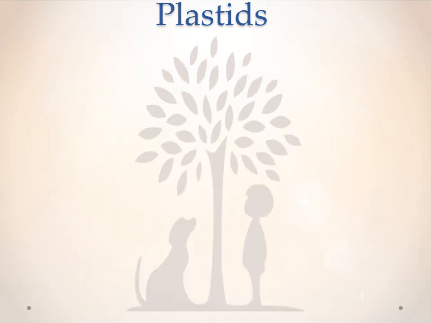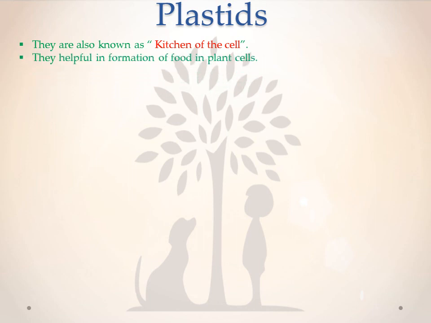Now we are going to discuss plastids. What are plastids? They are also known as the kitchen of the cell, because a kitchen is useful for making food. So plastids are also helpful in the formation of food, as we know that plastids are present only in plant cells and absent in animal cells. They are helpful in the formation of food in plant cells.